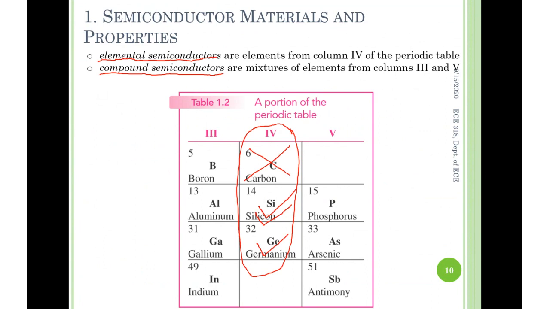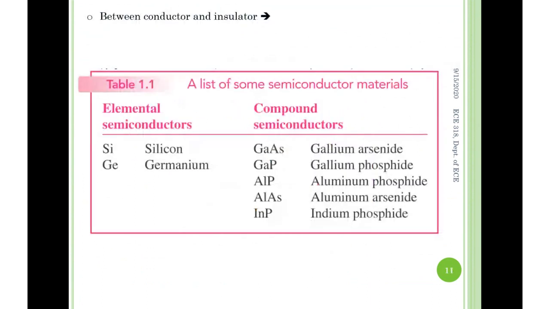Compound ones are a mixture from column 3 and 4. Some good examples are listed here: silicon germanium, gallium arsenide, gallium phosphide, et cetera. Elemental or compound, we always use semiconductors to build and develop our diodes or transistors.